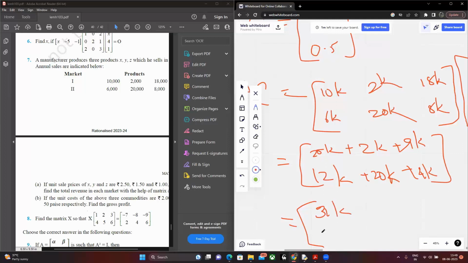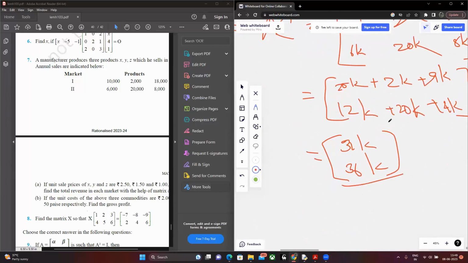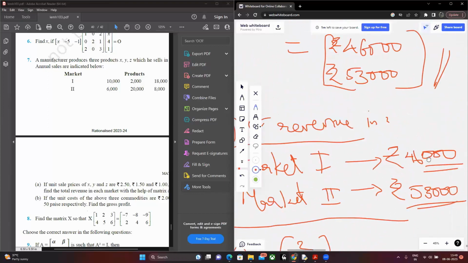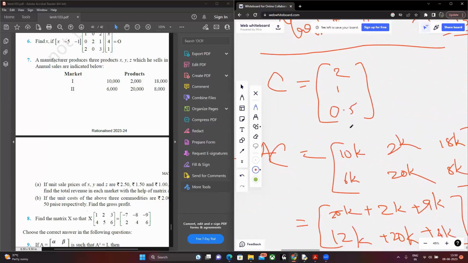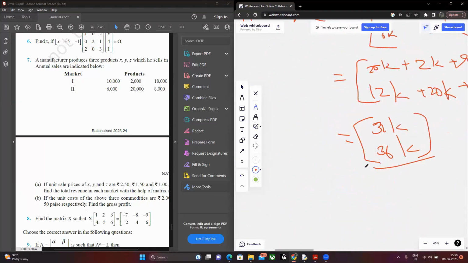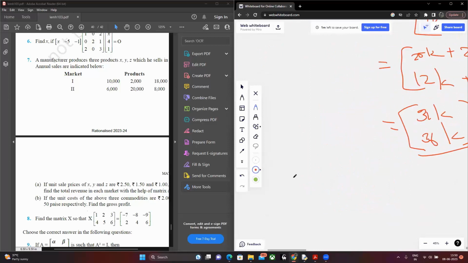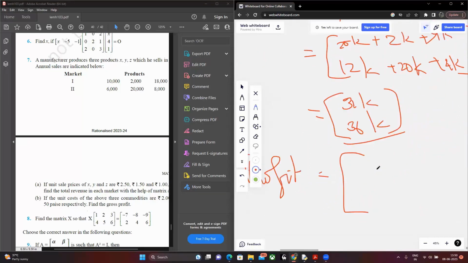While here it is 32 plus 4. Now we have the cost matrix, we have the sale price matrix. Let this be the selling price itself. So we have net sales, net cost. Therefore, your profit per market is basically NS minus NC, because it is the selling price minus the cost price for one item, and for a multitude of items it is the net selling price minus the net cost price. Net sales minus the net cost.